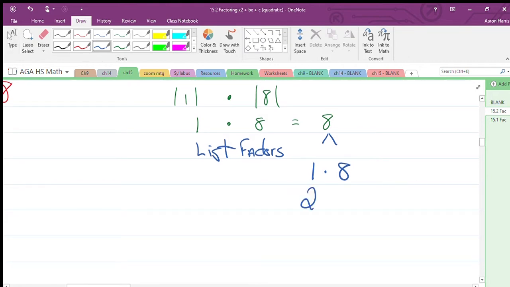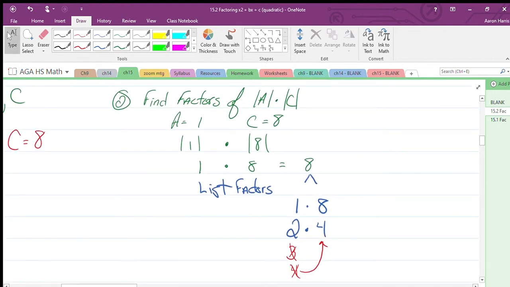Then I mark down the next number, 2. 2 times what gets me to 8? That would be 4. The next number would be 3. But does 3 go into 8? No. What would be the next number? 4. But what do you notice about 4? It's already on the right-hand side. So we don't want to do duplicate values. So I know that the list of all my factors that go into 8 are 1, 8, 2, and 4. So that's how we're going to find the factors of A times C.